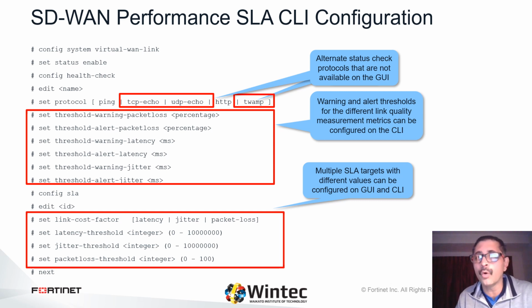You can configure the warning and alert thresholds for latency, jitter, and packet loss qualities. I have mentioned these on the left side where the commands are mentioned on the slide. They are also not available on the GUI. You can configure multiple SLA targets with different values on both the GUI and the CLI.